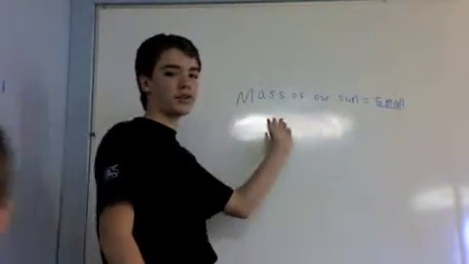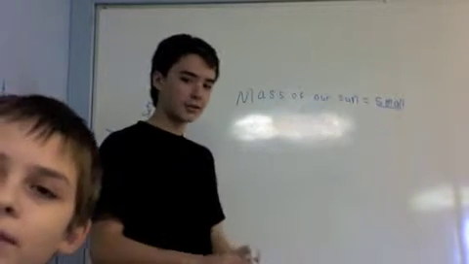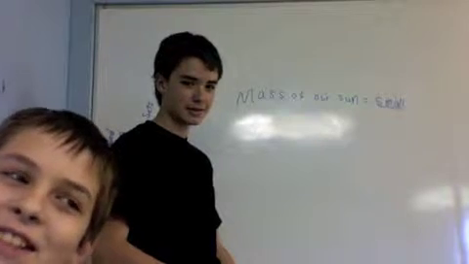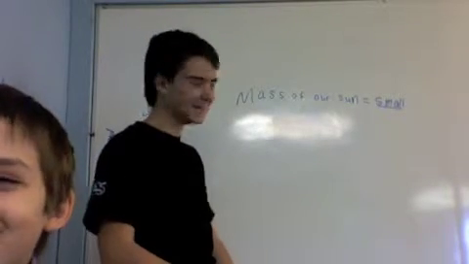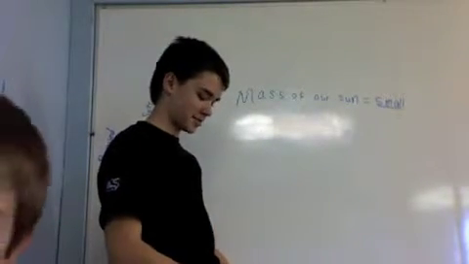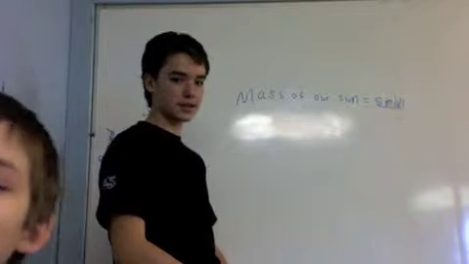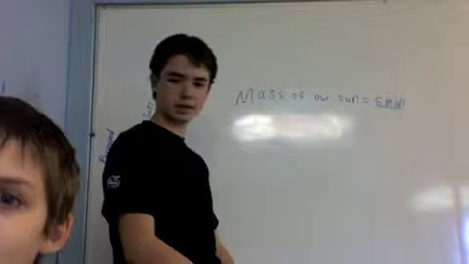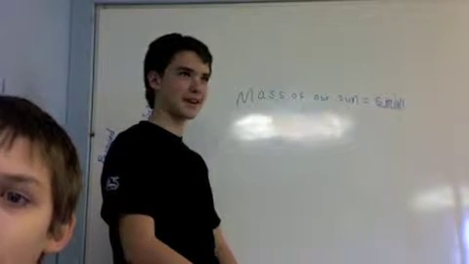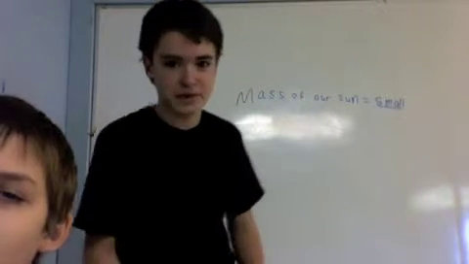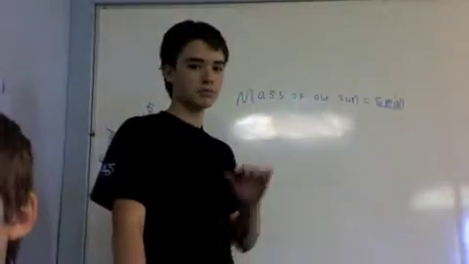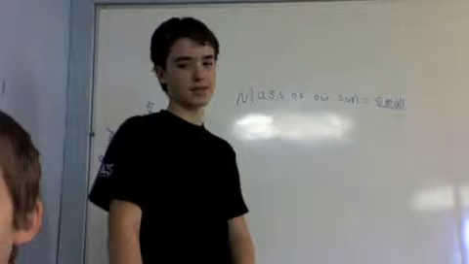The mass of our sun is tiny compared to other stars. So the mass of our sun compared to other stars such as Proxima Centauri is kind of extremely small. Or Kepler 22. Kepler 22 is really big.